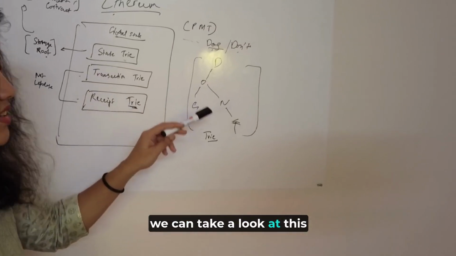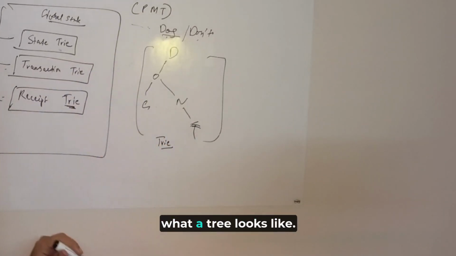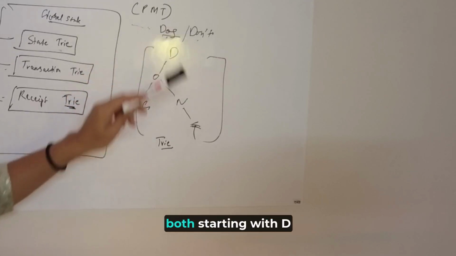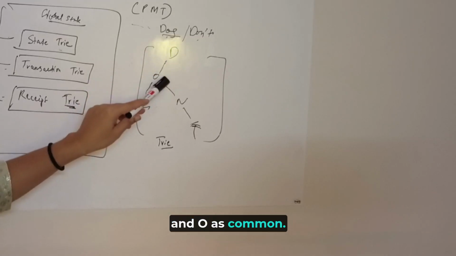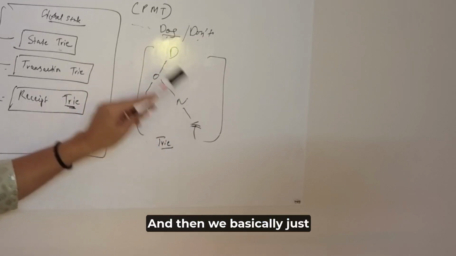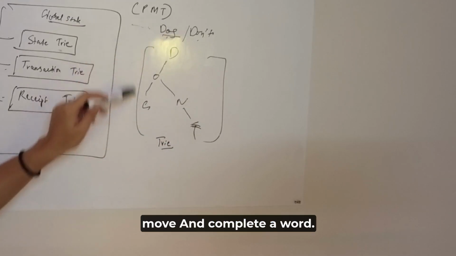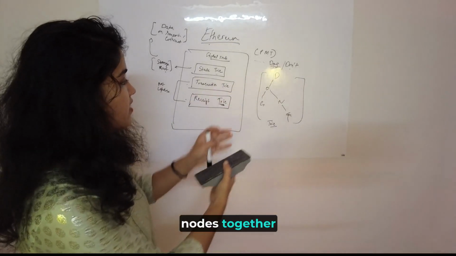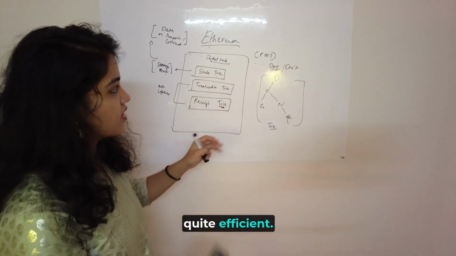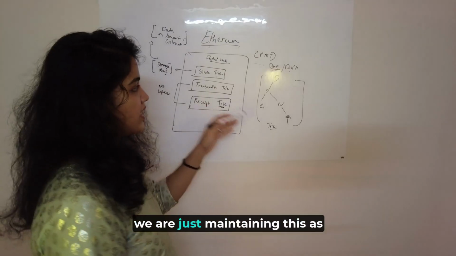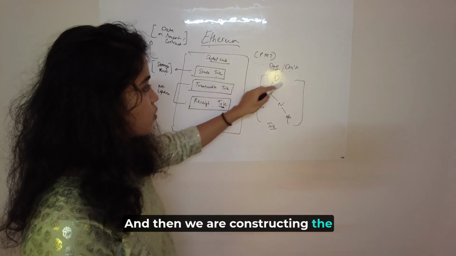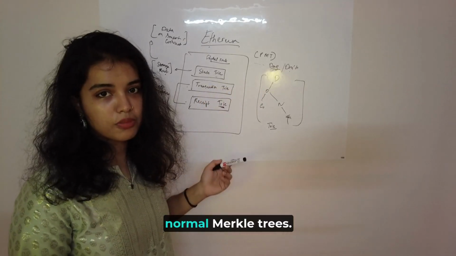We can take a look at this visual representation of what a tree looks like. We have these two words, dog and don't, both starting with D and O in common, and then we just move on and complete the word. It pairs the similar nodes together and makes retrieval quite efficient. In the case of Patricia Merkle trees, we maintain this as a hash table, like key-value pairs, and then we consider the root as we would in normal Merkle trees.